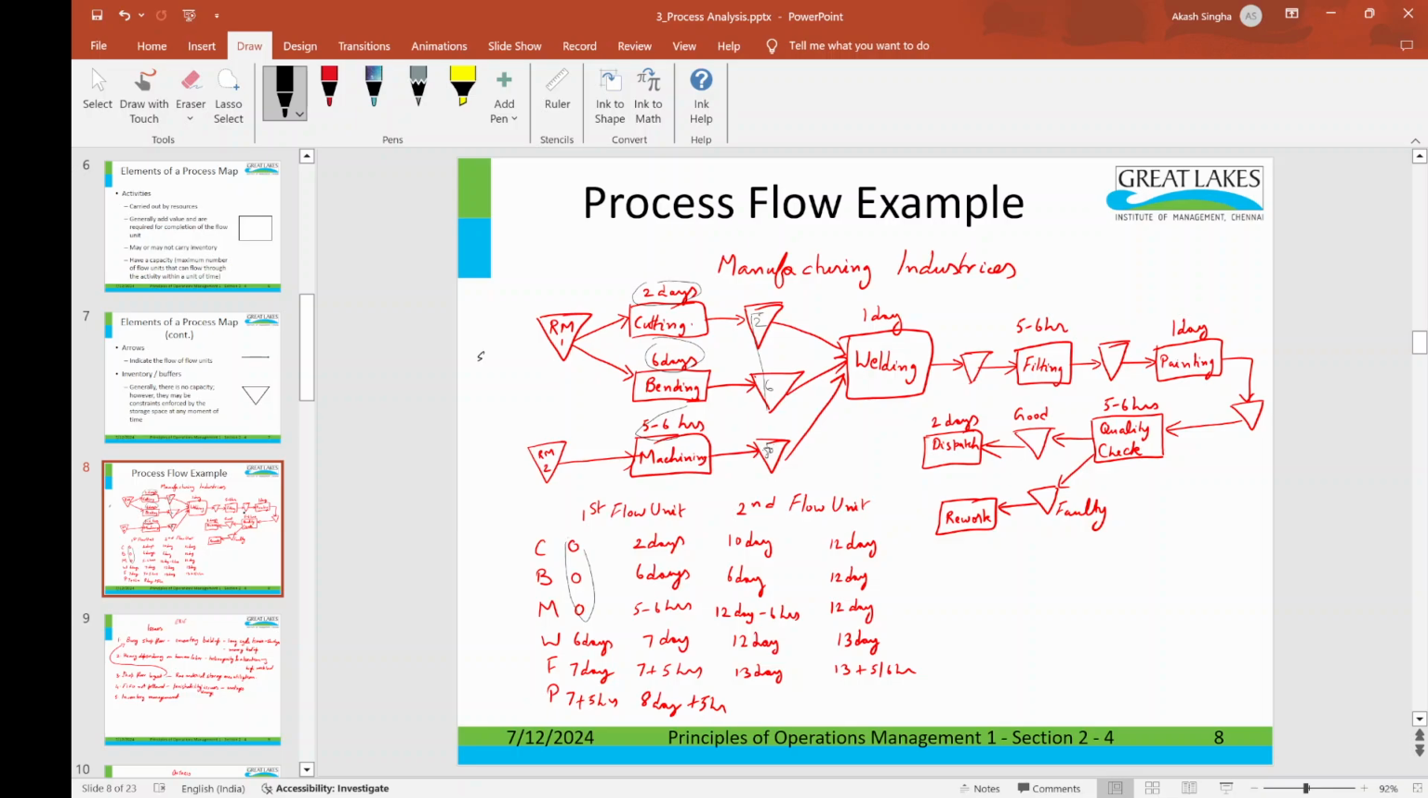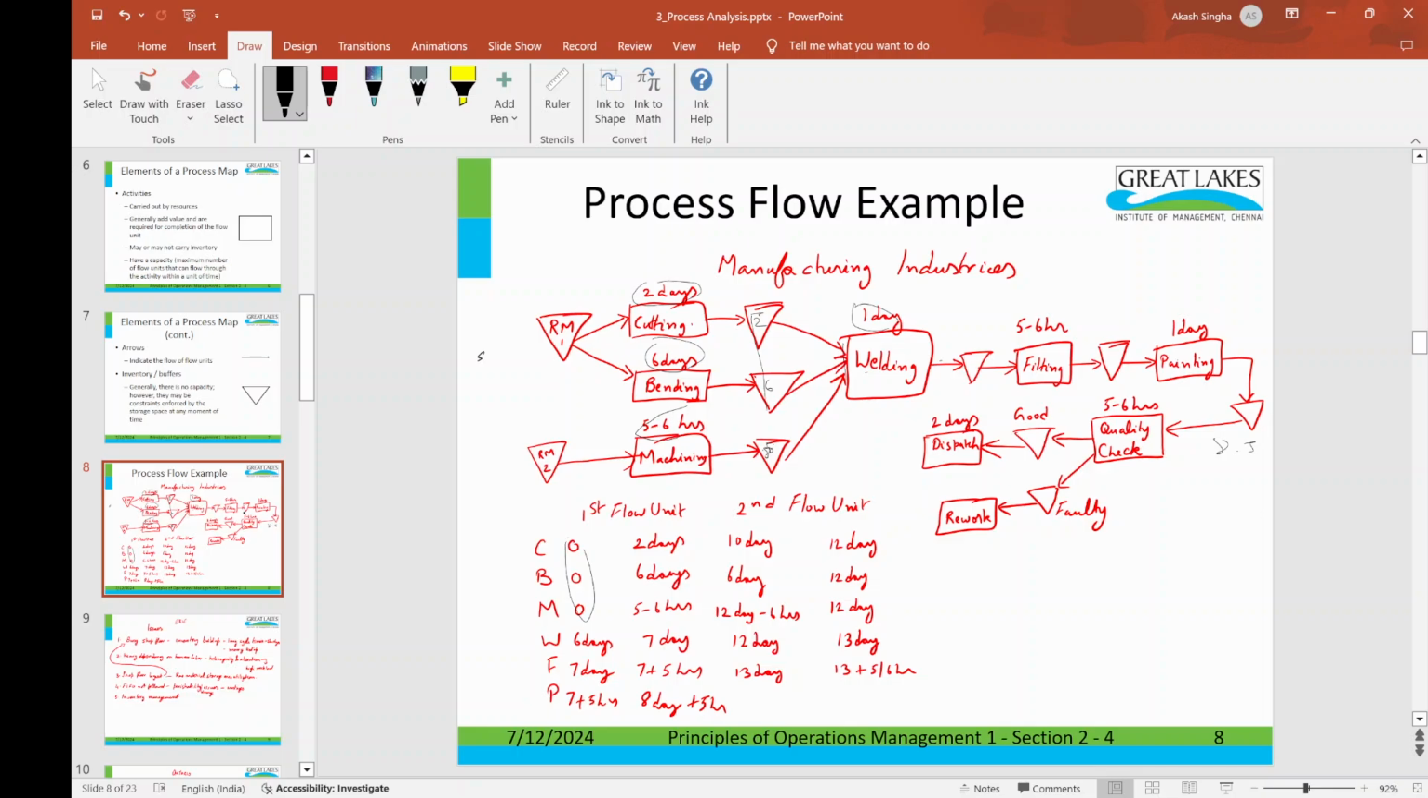Okay, so after this, they will wait here because for welding, all three are needed. So after 6 days, all three will be ready and will go to the welding part. It will start on the sixth day and end on the seventh day because it takes one day. From that, it will again take 5 to 6 hours. So it starts at 7 days, ends at 7.5 days, and the next starts at 7.5 and ends at 8.5 days. So at 8.5 days, the first flow unit completes.